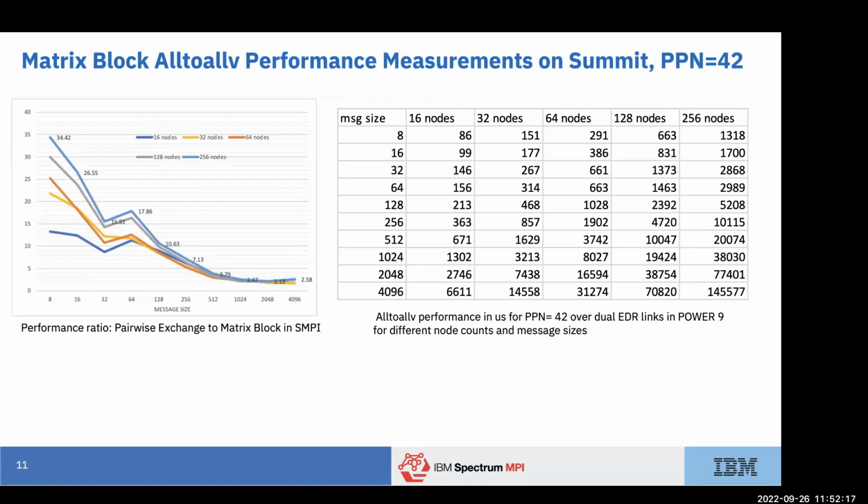On that chart, we're seeing performance gain, again measured on Summit with PPN 42, for Alltoall V. We don't have a Bruck implementation for Alltoall V. We only have pairwise exchange, and we're seeing a bigger gain. So for instance, again we're showing performance from 16 nodes to 256 nodes, and message sizes from 8 bytes to 4K. And for 8-byte messages, we're seeing a performance gain of around 34. So it's 34 times faster.